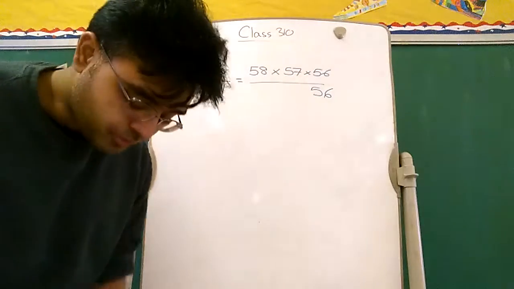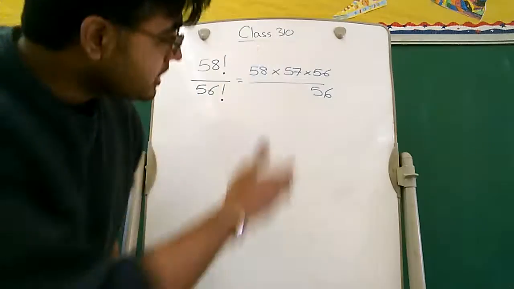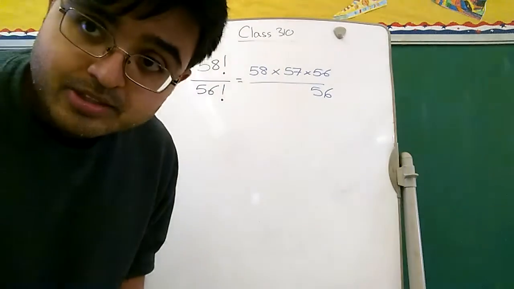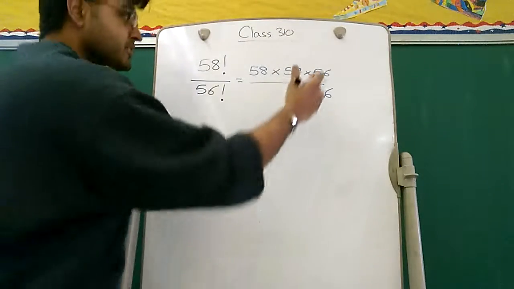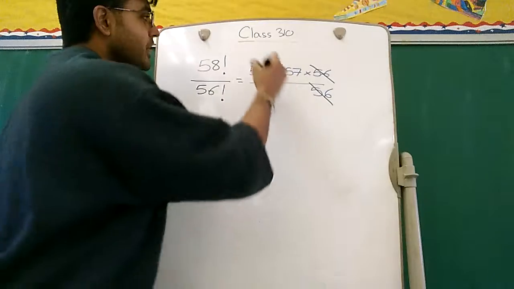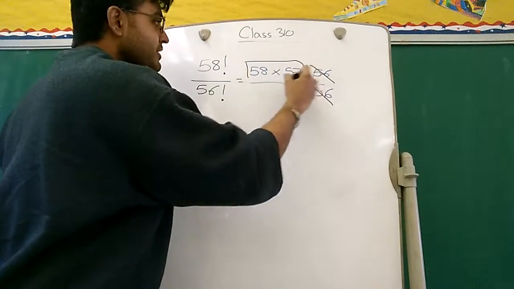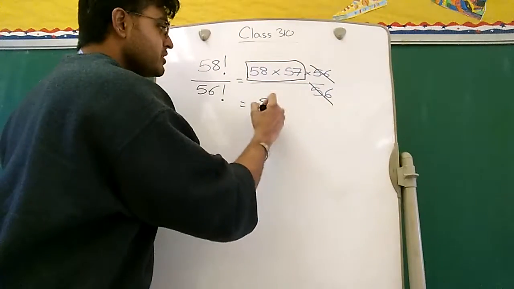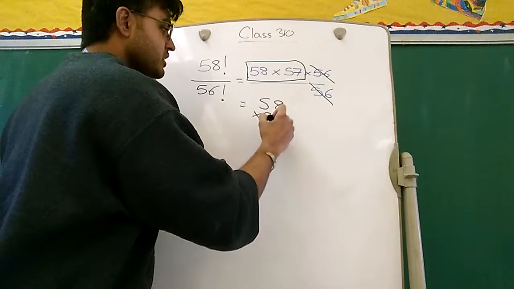And now, as before, I'm going to ask myself, is there any number here that I can cancel? I sure can. 56 and 56. Cancel them out. And guess what? I'm left with 58 times 57. I will solve it. 58 times 57.